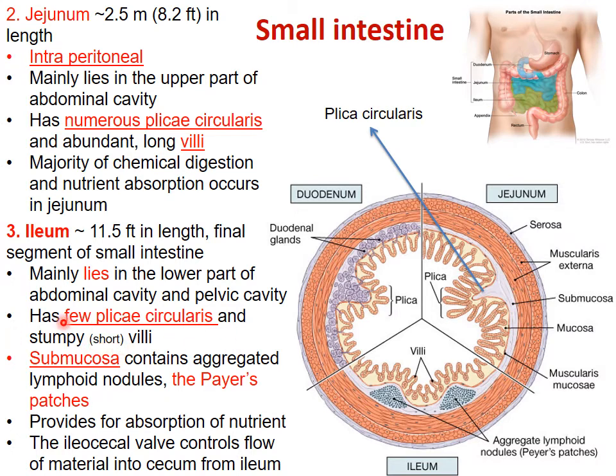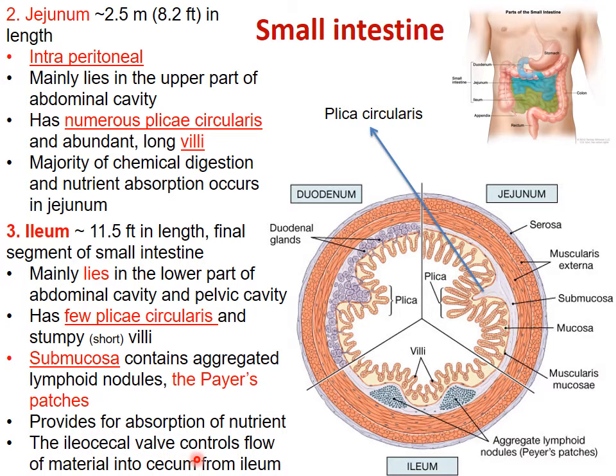And stumpy villi. Stumpy means short. Compared to this one, the villi there are very tall, and here the villi are short, right? So short villi without plica circularis, with aggregation of lymphocytes, is the feature of the ileum. The submucosa contains aggregations called Peyer's patches, and provides for absorption of nutrients.